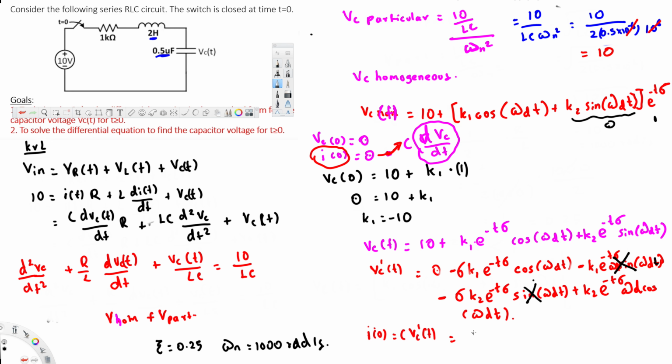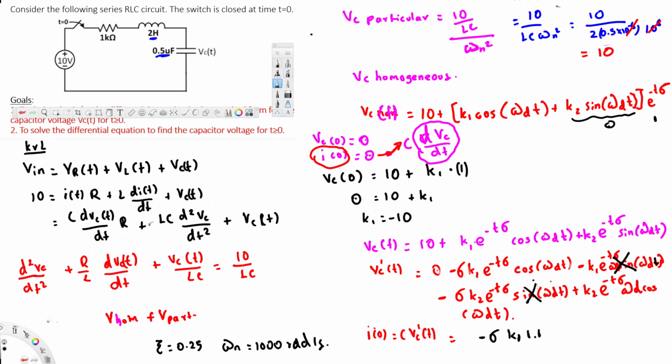So minus sigma, the first one is minus sigma times k1, and when we have time equal to 0, e power 0 is going to be just 1. Okay, and also cos of 0 is also going to be 1. So we are left with negative sigma k1 in the first one, and let's look at this one.